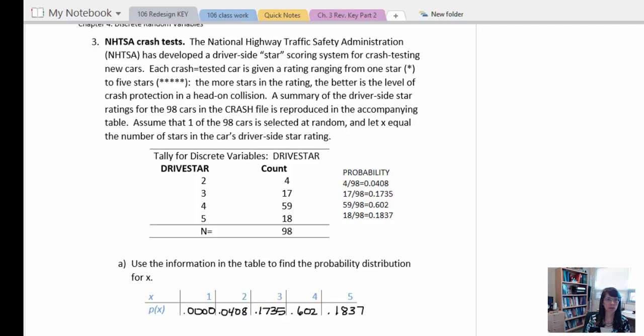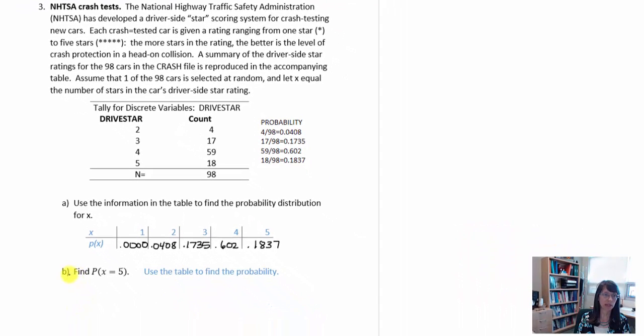Now that our table is complete, we can use the table to find the probabilities for the next couple of questions. Part B is asking us to find the probability of a star rating equal to 5. So X is our star rating. Looking right at our table, we can see that that star rating is 0.1837. So the probability of getting a 5-star rating is 0.1837.